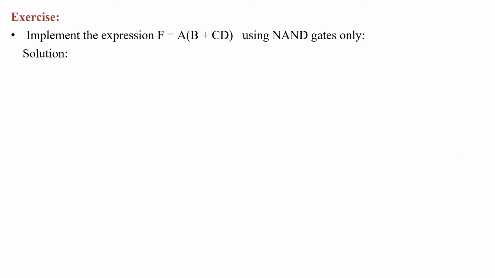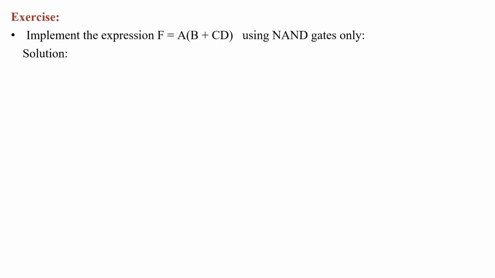Now we'll do an exercise that asks us to implement an expression using universal gates only. To be specific, we want to do the expression using NAND gates only. So the first step we will do is sketch the expression on the board using the original circuits, or the original logic gates.